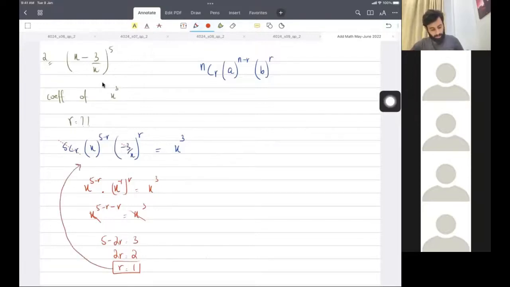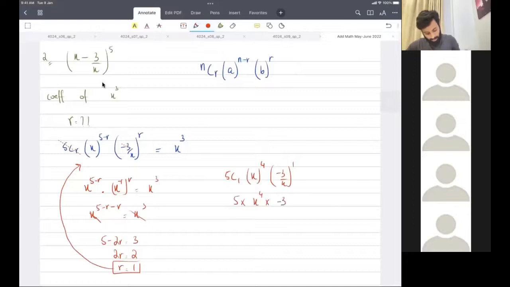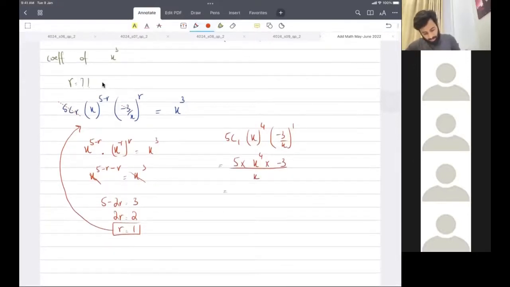Let's see what happens if I do that. If I plug in r as 1 in the formula, I'm looking at 5c1 x raised to the power 5 minus 1, which is 4, times minus 3 upon x raised to the power of 1. Okay, so what am I looking at? I'm looking at 5 into x to the power 4 into minus 3 upon x. So this becomes minus 15 x cube, which means the final answer is minus 15. And look, we also got the coefficient of x cube.